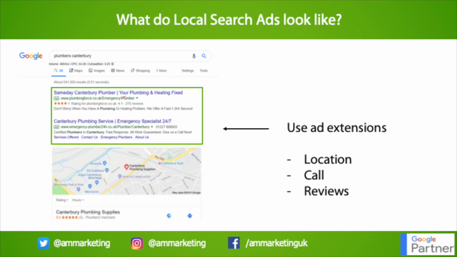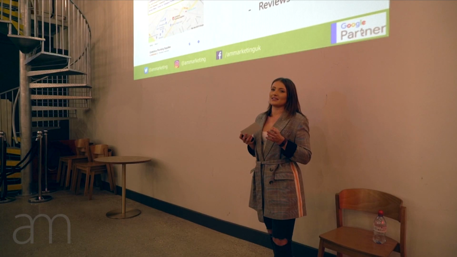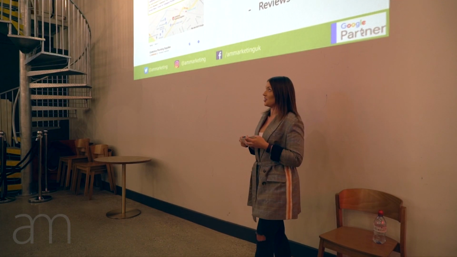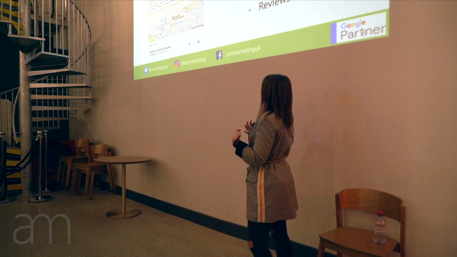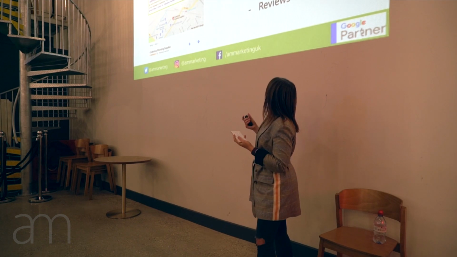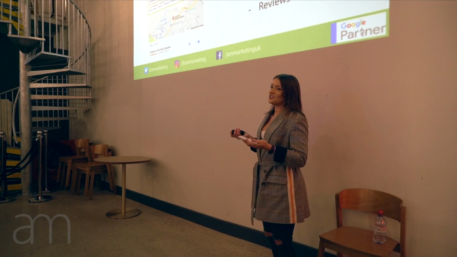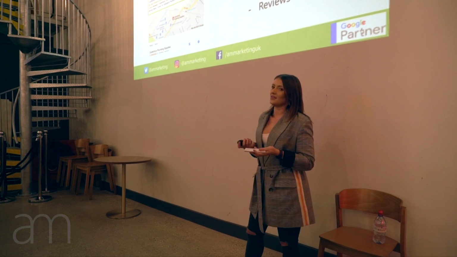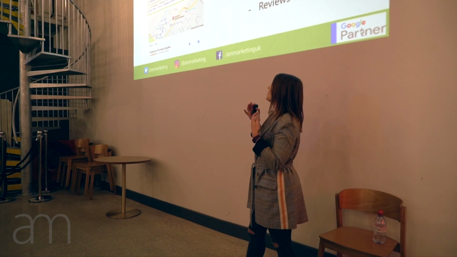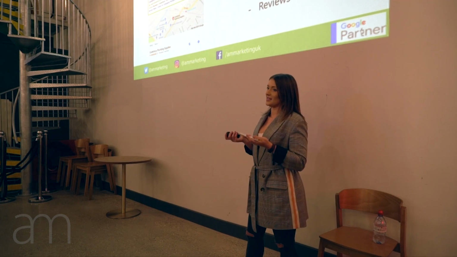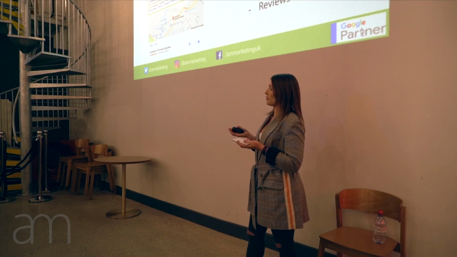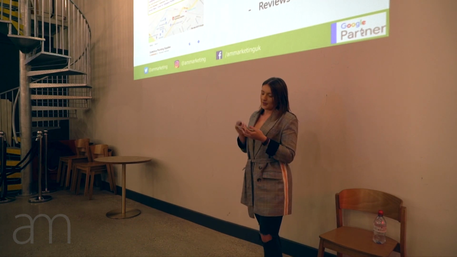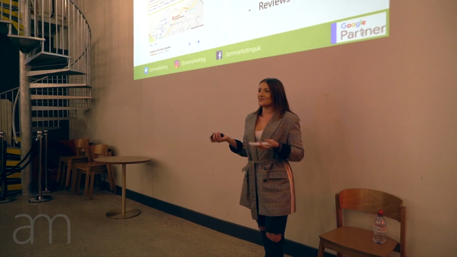Right, so number 3 is about using ad extensions. It's important to use ad extensions in every PPC ad that you do, but there are 3 in particular for local PPC that we at AM Marketing always use, and they are location, call, and reviews. So location extensions, pretty much what they say on the tin, will tell the person the address of your business. And if the person is using a mobile, it'll actually tell you how far away you are from that business itself.